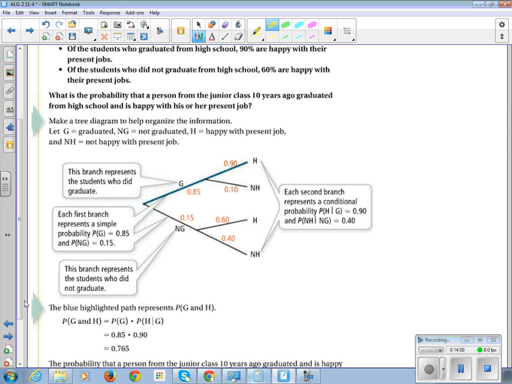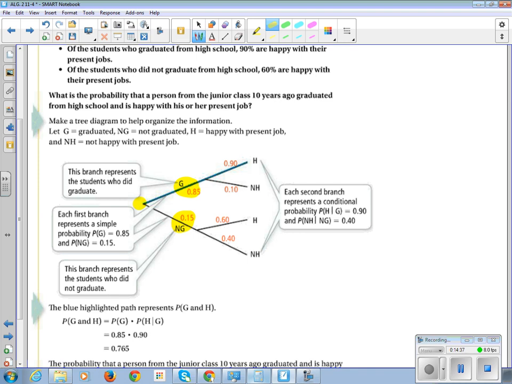So you start with your class, they're right here. And you know 85% graduated, so this branch gets the 0.85. What percent did not graduate? It's 100 minus the 85. So you have to be a little bit smart on that. You have to know that you start out with 100% of people, and then whoever didn't, the remainder of that 100% gets the not graduated status. So this branch represents the student who did graduate.